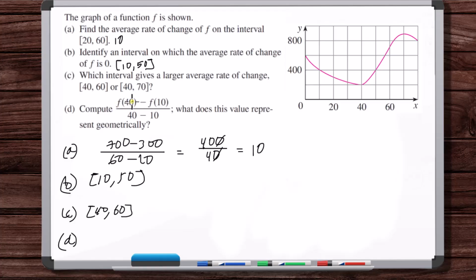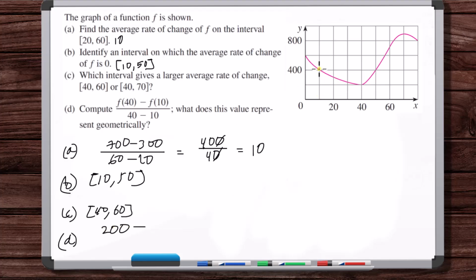Okay, compute f of 40 minus f of 10 over 40 minus 10. And what does this value represent geometrically? Yeah, this is the difference quotient. The difference quotient is the average rate of change of a function over an interval. And in this case, from the perspective of the derivative, the point of interest is 10, the first point. So f of 40 is 200.